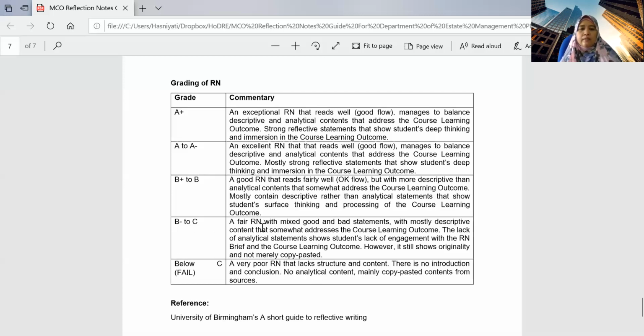B minus, C is a fair note with mixed good and bad statements with mostly descriptive content that somewhat addresses the course learning outcome. Lacking analytical statements, showing the students' lack of engagement with the reflective note. Brief, maknanya you tak understand, you don't read the brief. You simply go in and just write kan, without reading the question or reading the instruction in the reflection note brief. Whereas in the RN brief, the instruction, the CLO that is being tested is there. Okay, so you must read the brief carefully.